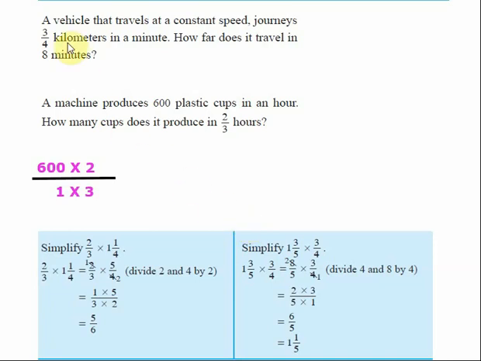Now we can answer a few simple questions using fractions. See this question: a vehicle that travels at a constant speed journeys 3/4 kilometers in a minute. How far does it travel in 8 minutes?